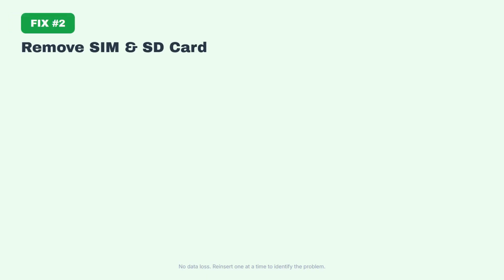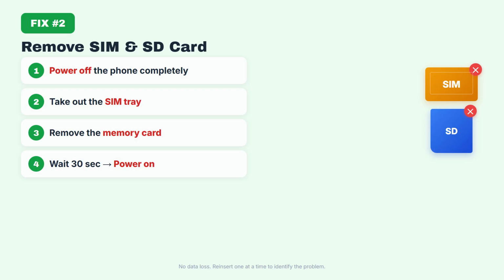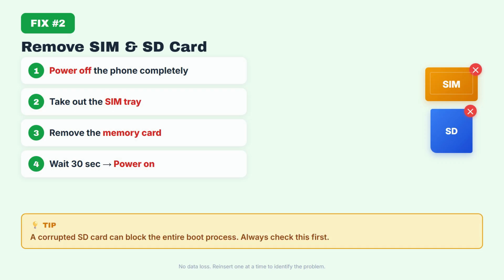Fix 2. Remove the SIM and SD card. A corrupted SD card can actually block the entire boot process. Power off the phone. Take out the SIM tray. Remove the memory card if your phone has one. Wait 30 seconds, then power on again. If the phone boots normally, you found your problem.